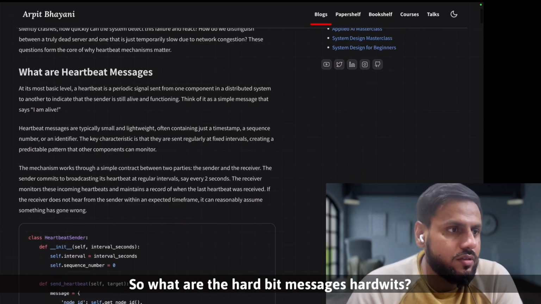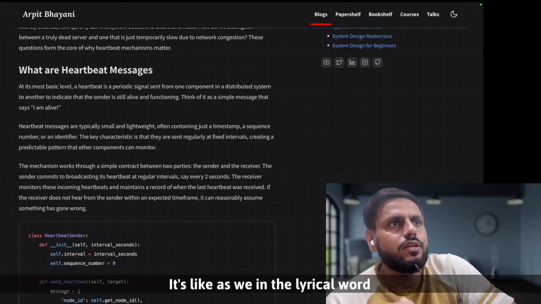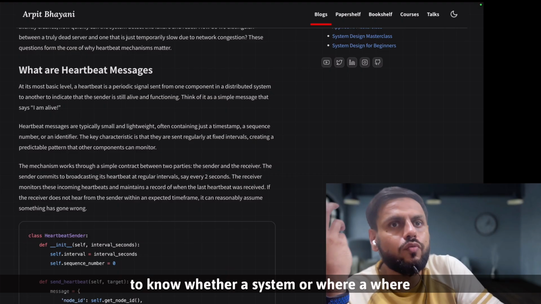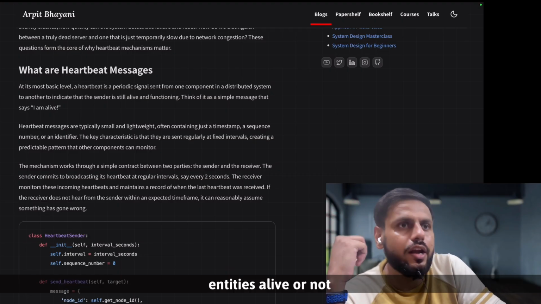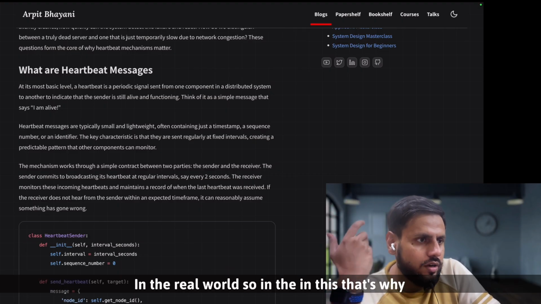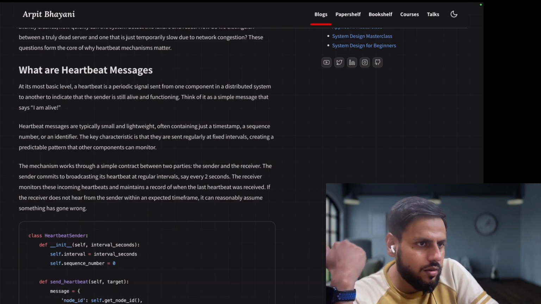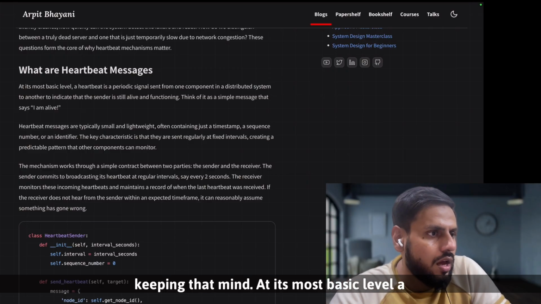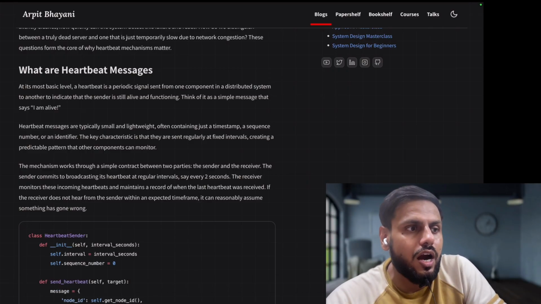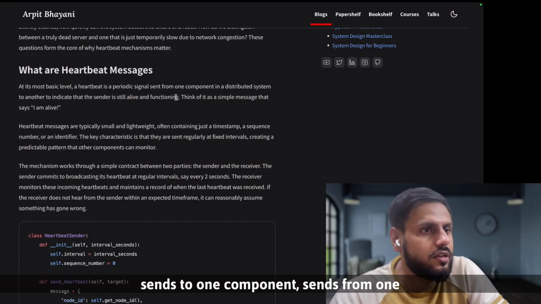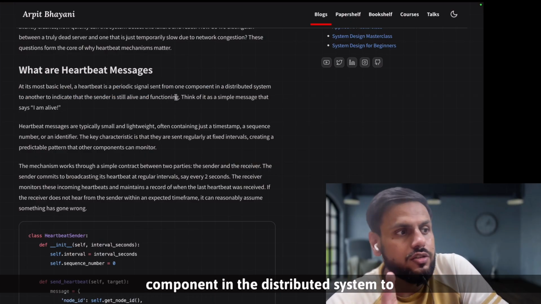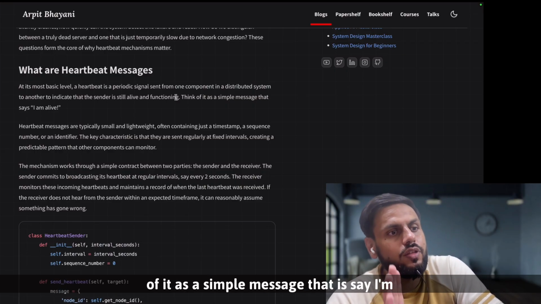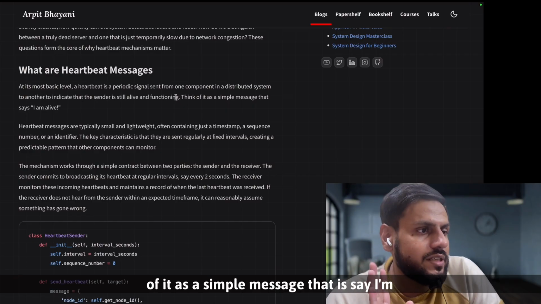So what are heartbeat messages? Heartbeat, as in the real world, is a very useful and popular way to know whether an entity is alive or not. That's why it's named after that, though not everything in distributed systems is named correctly. Keeping that in mind, at its most basic level, a heartbeat is a periodic signal sent from one component in the distributed system to another to indicate that the sender is still alive and functioning. Think of it as a simple message that says, I'm alive.